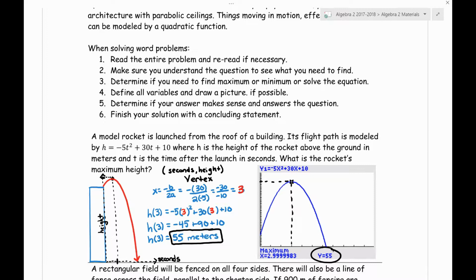Make sure that you define your variables. Draw a picture if you can. Make sure that your answer makes sense with what the question is asking you. Make sure that you finish your solution with a concluding statement so that you put your numbers and your results in context that makes sense. Because otherwise, what's the point of the word problem?